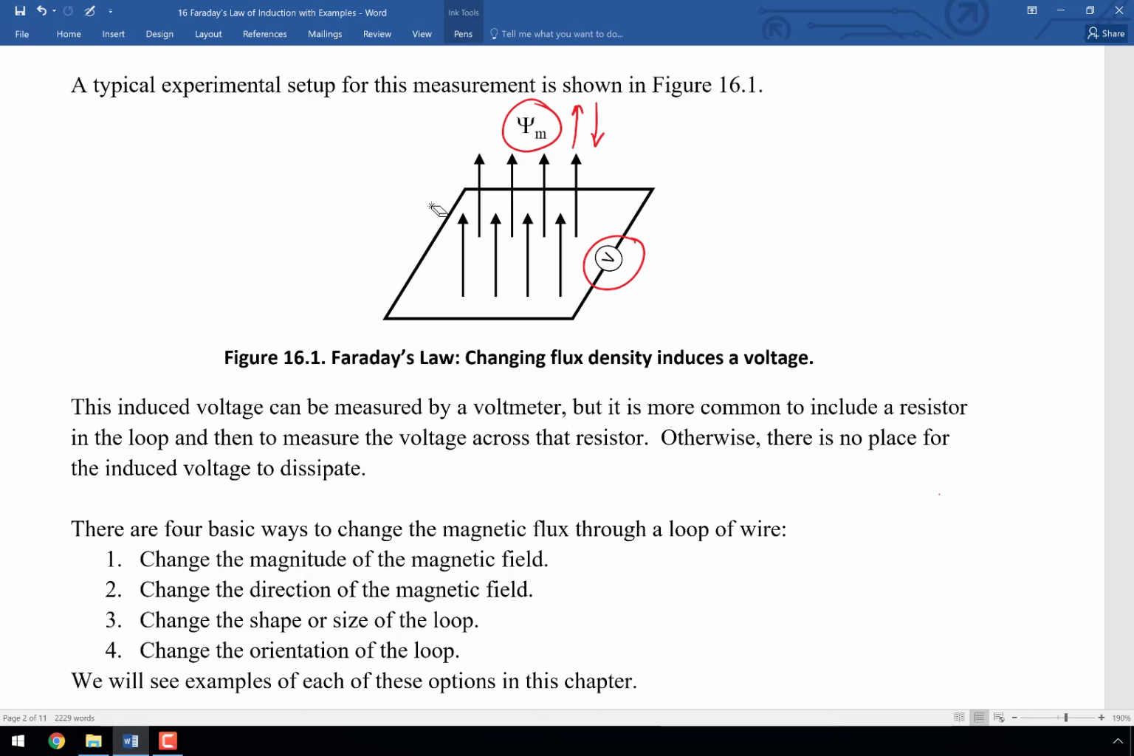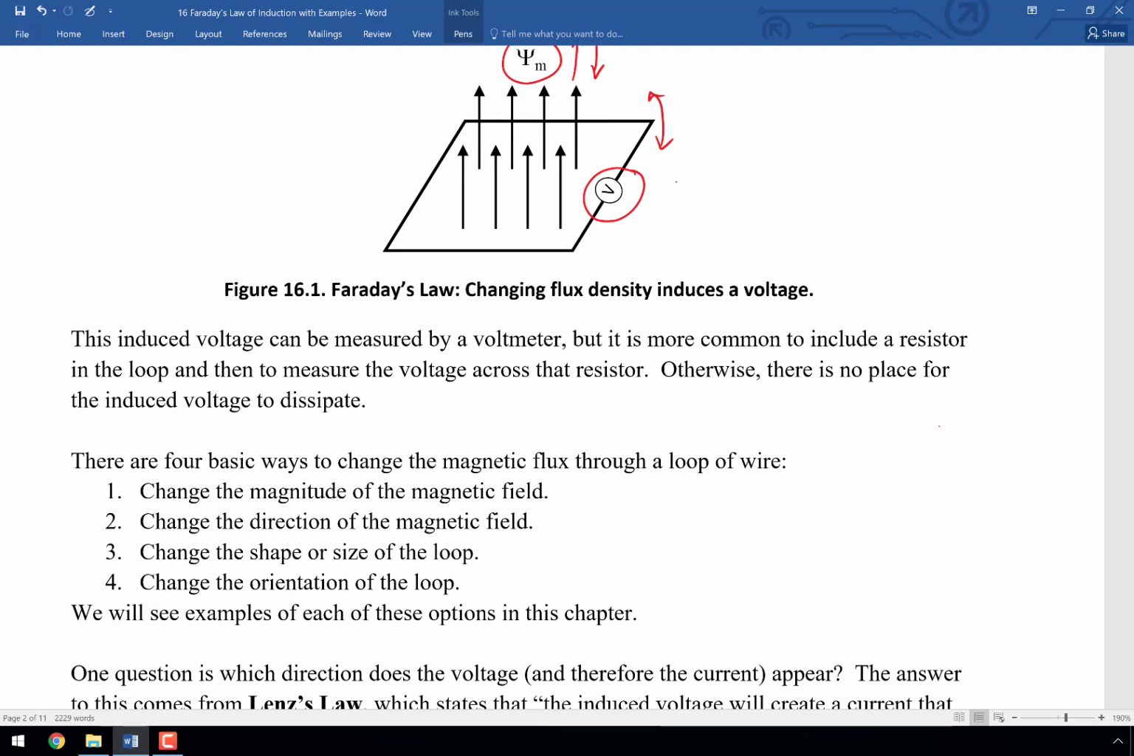You can change the shape or the size of the loop. So we can imagine a world in which we would adjust the loop. The magnetic flux would remain the same, but the loop would then capture more of that flux. Or you could change the orientation of the loop. So now the magnetic flux is staying the same, but we're going to be rotating the loop one direction or the other, and that would then cause more or less of the magnetic flux to pass through that loop.